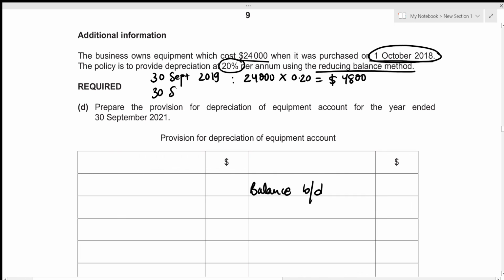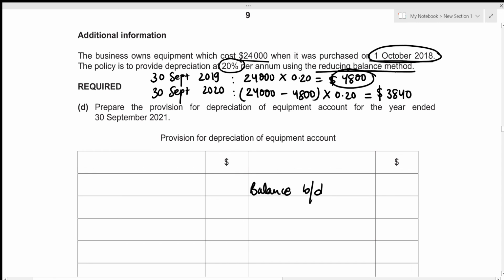Now, the next year will be 30 September 2020. For this year, however, this figure of 4,800 will act as the provision for depreciation. So that's 24,000 minus 4,800. This is the net book value, and we require the net book value because we are providing depreciation using the reducing balance method. Then we multiply it with the rate of 20% again. So this gives the depreciation for the year ended 30 September 2020 to be 24,000 minus 4,800 times 0.20, which results in the value of 3,840.